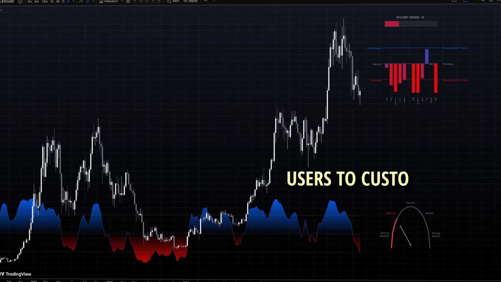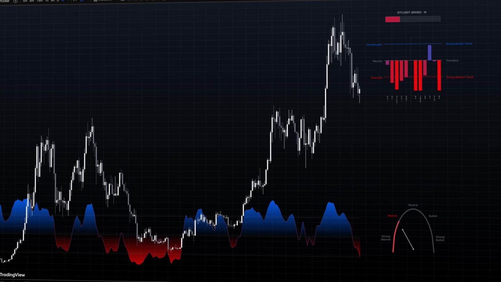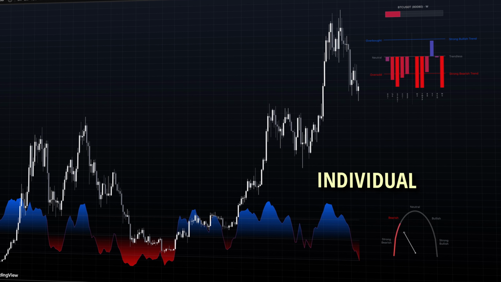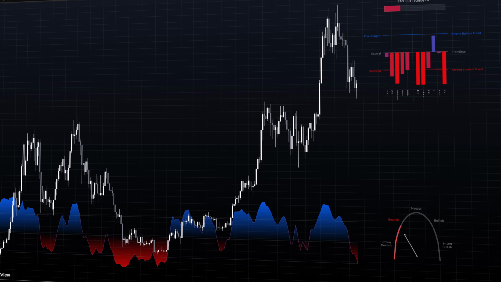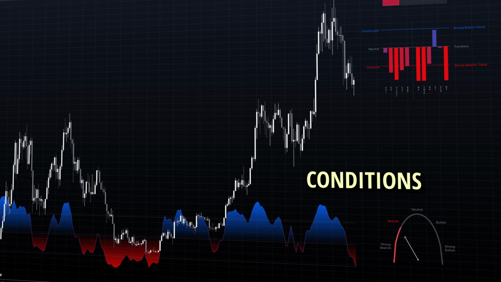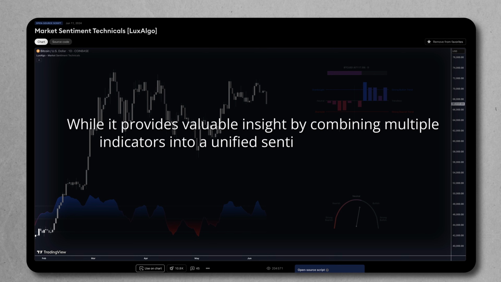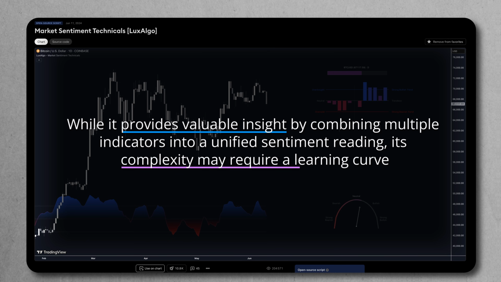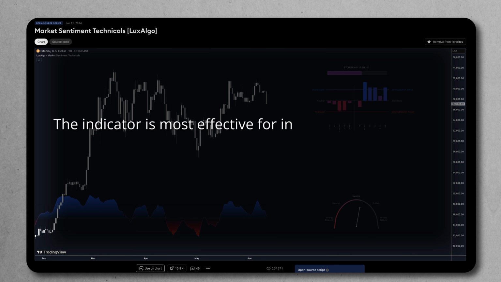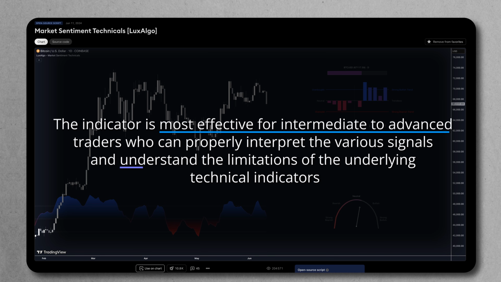The tool allows users to customize timeframes, colors, and parameters for individual indicators, making it adaptable to different trading styles and market conditions. While it provides valuable insight by combining multiple indicators into a unified sentiment reading, its complexity may require a learning curve. The indicator is most effective for intermediate to advanced traders who can properly interpret the various signals and understand the limitations of the underlying technical indicators.